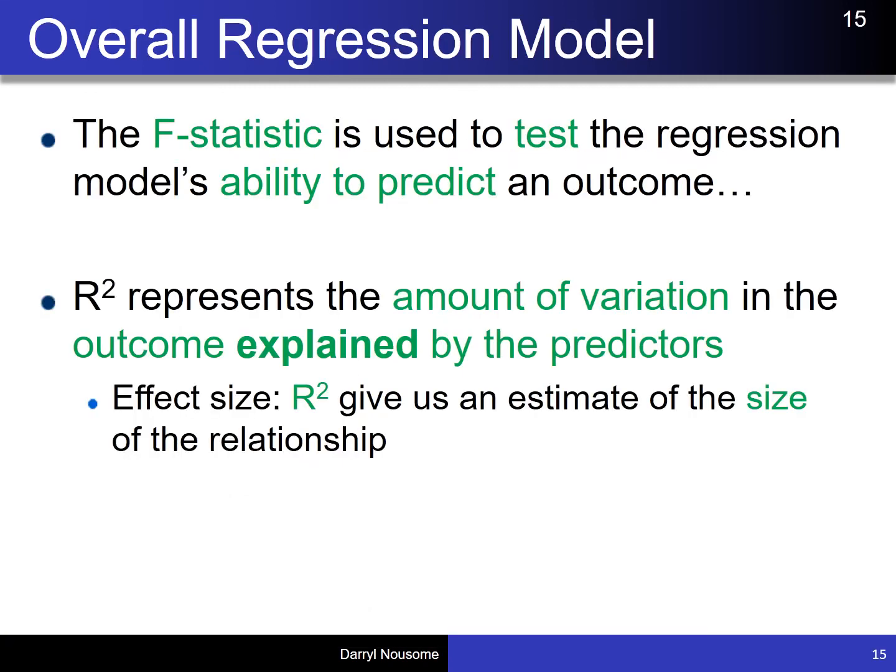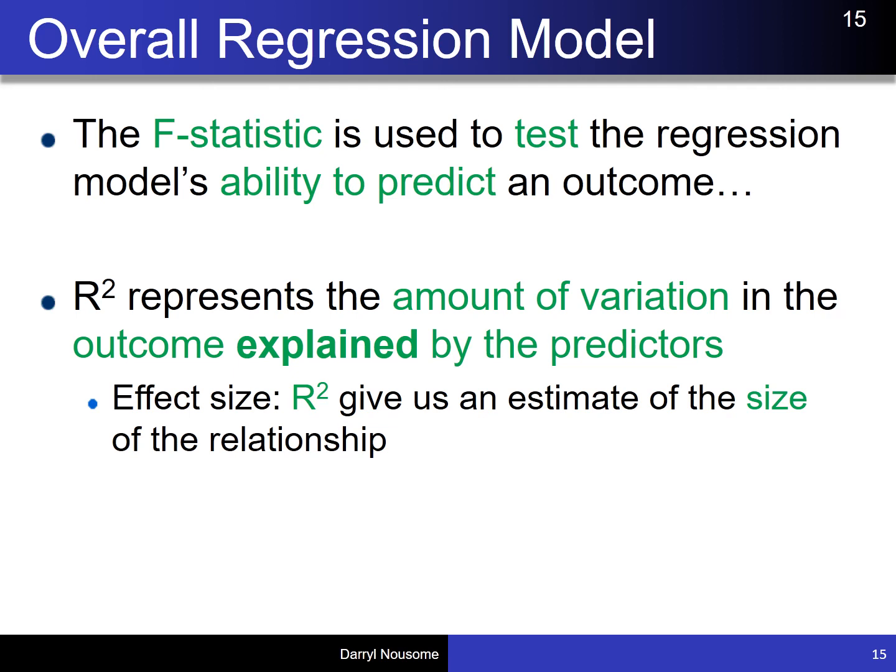And when you do this statistically, what happens is that you get an F statistic, and we've seen an F statistic before, right? This is drawn from our ANOVA table, and the F statistic is used to test the regression model's ability to predict an outcome, okay? And we've seen this in correlation, this R squared term, where R squared represents the amount of variation in the outcome explained by the predictors, right? And again, our R squared gives us the estimate of the size of the relationship. So how much of the variability in Y is explained by X, okay?